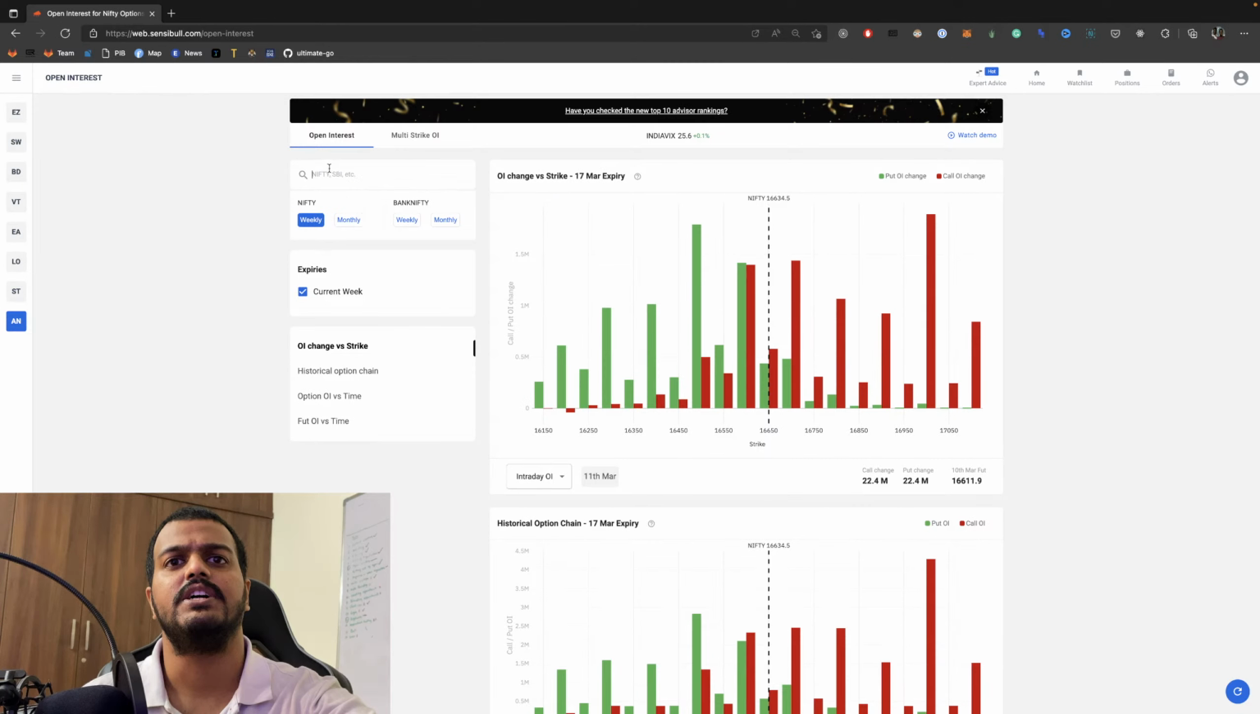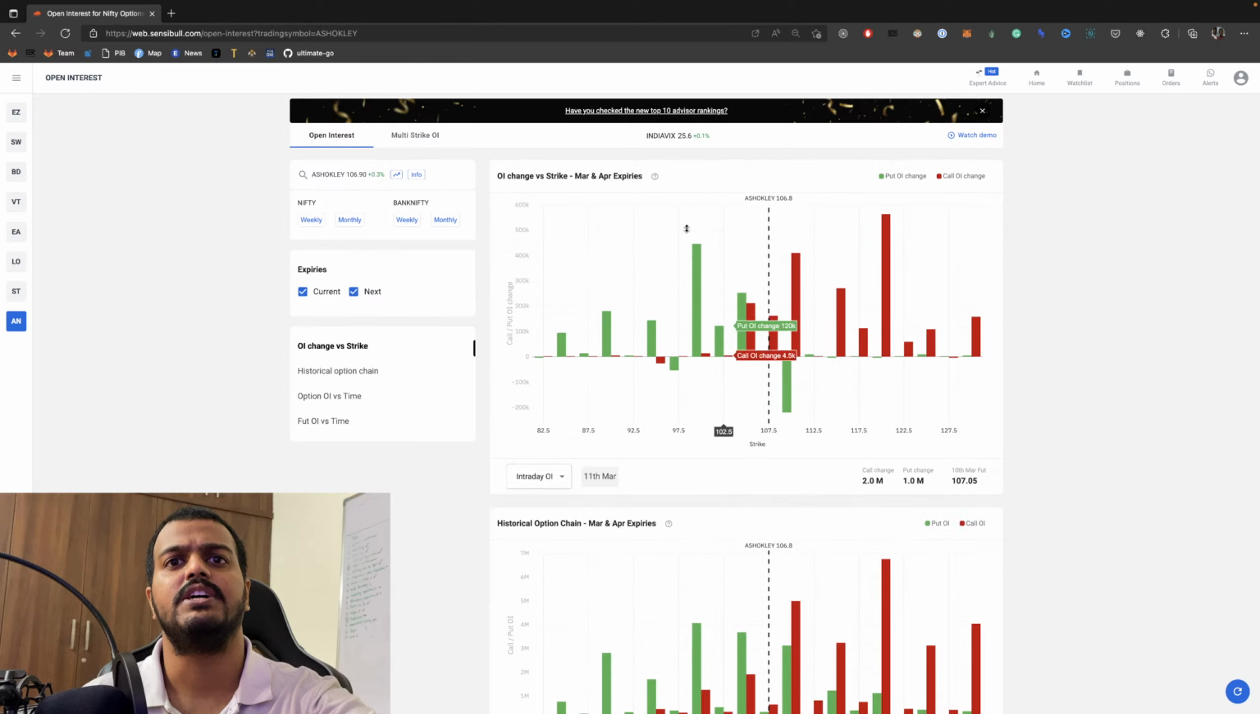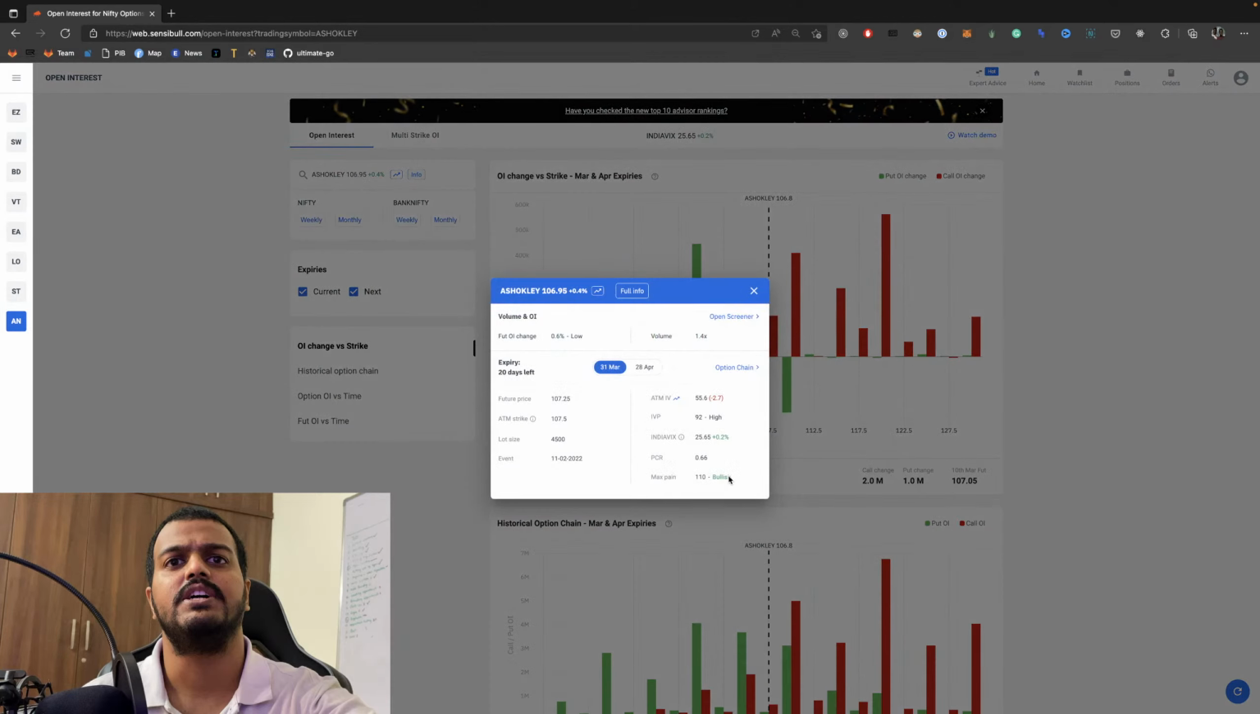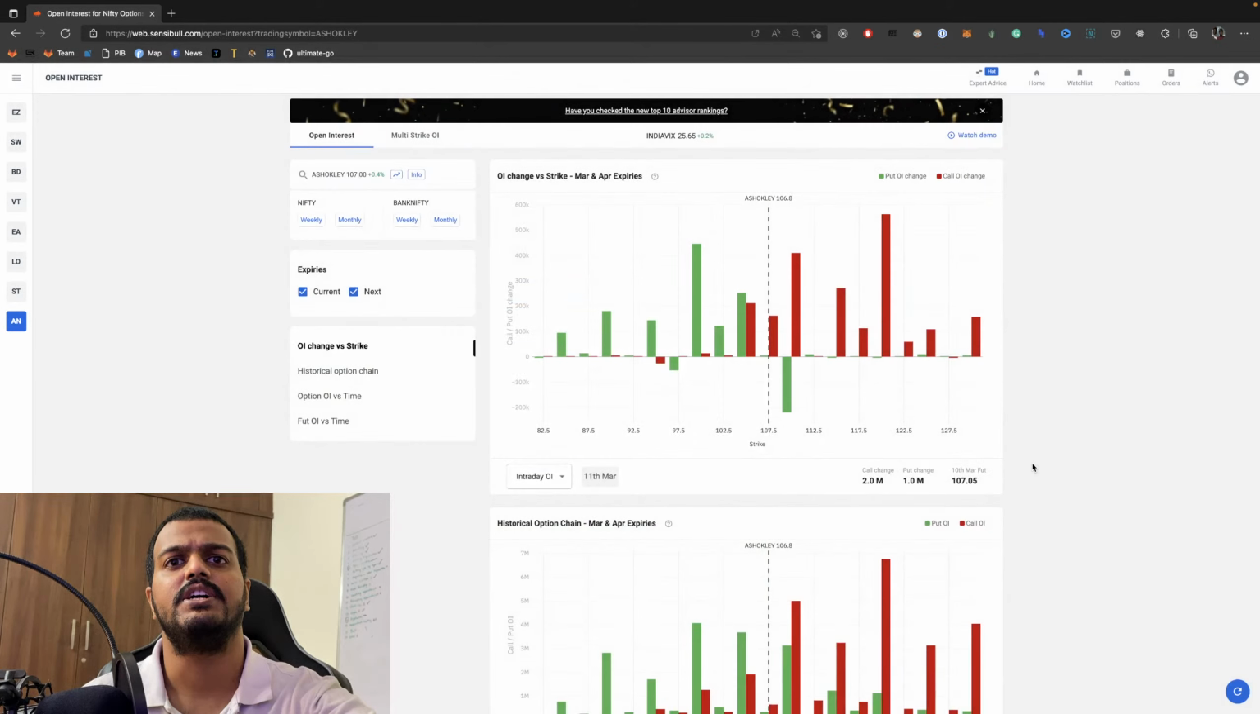And now if you're seeing Ashok Leyland, the put options which were written here are going off, and new call options are forming. So this is the range, and there is one more range. You can also see call options have been written historically. And let's see the max pain. The max pain is still at 110, which indicates that it is bullish. We have to see a few more parameters.